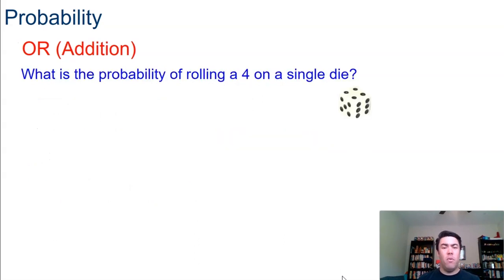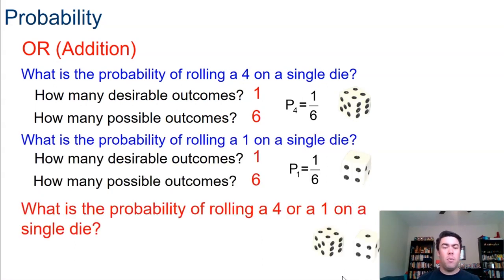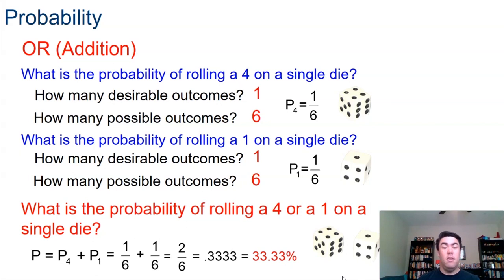So what's the probability of rolling a 4 on a single die? Again, it's 1/6. Probability of rolling a 1 on a single die, also 1/6. What's the probability of rolling 4 on a single die, or a 1 on a single die? So that'd be probability of 4 plus the probability of 1. So 1/6 plus 1/6, or 2/6, which is 33%.